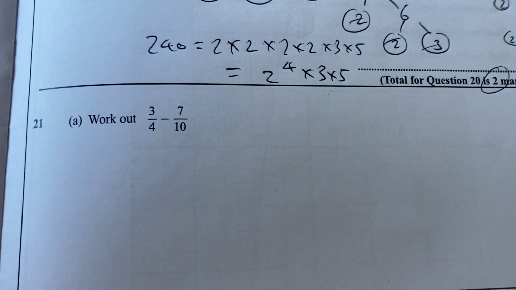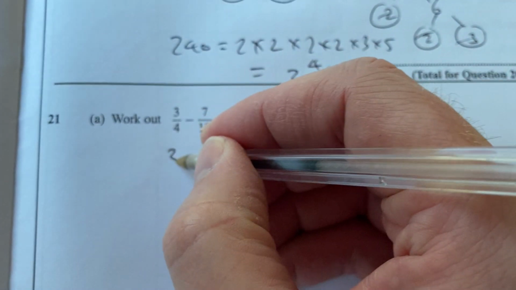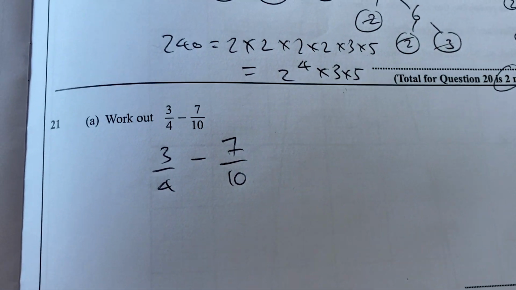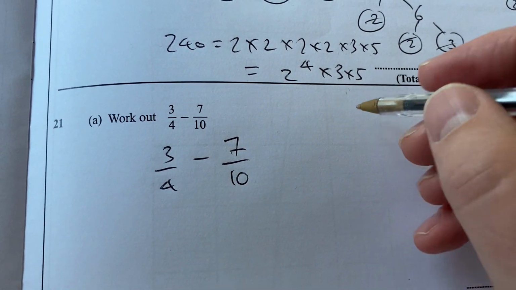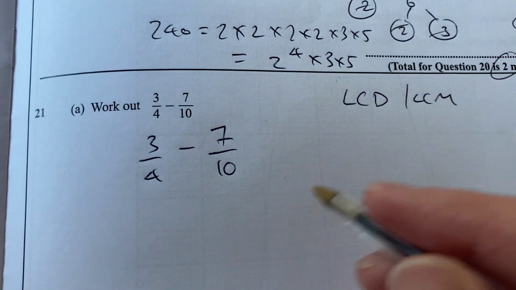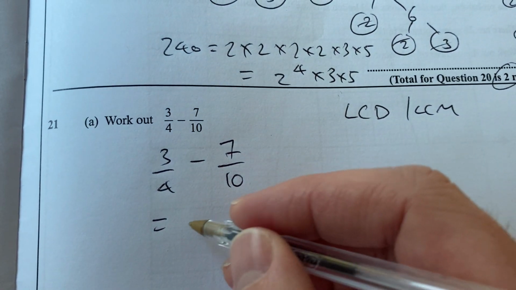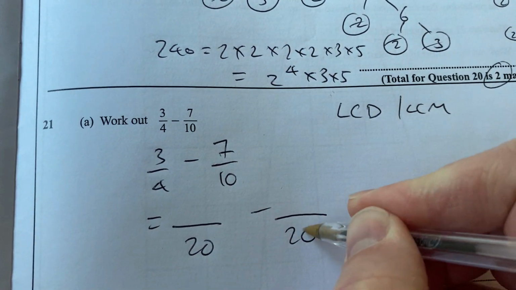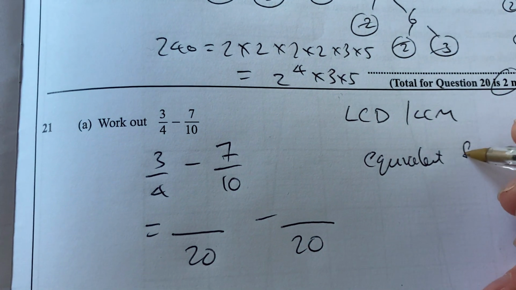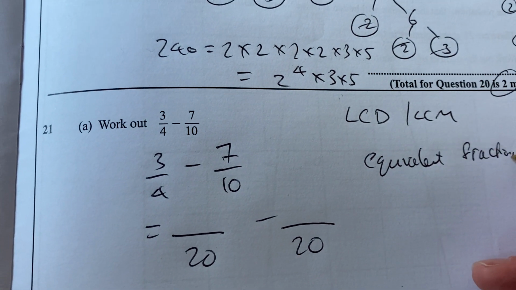Okay, we're now going to look at some fractions. 3/4 minus 7/10. I've just done a short on that. Where the denominators are not the same, I need to find a lowest common denominator or a lowest common multiple. They all go into 20. So once they've got the same denominator, i.e. they've got equivalent fractions, then I can subtract.